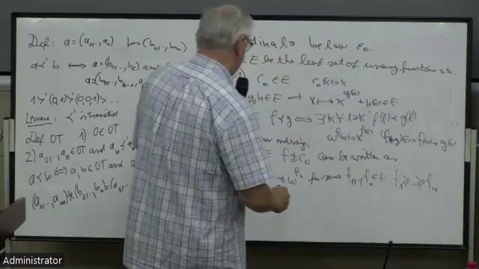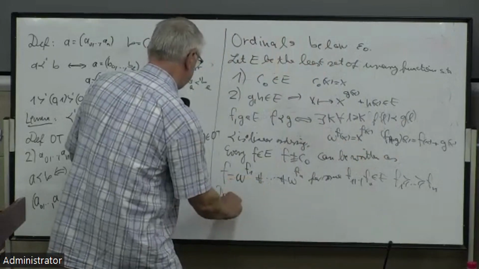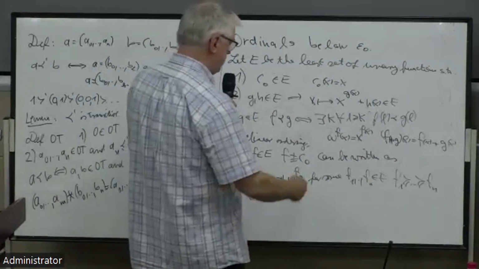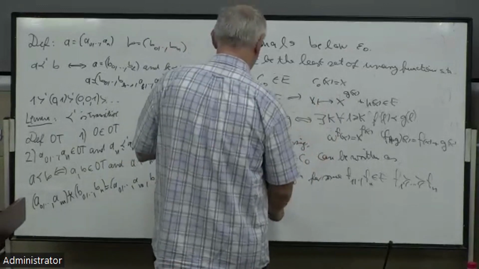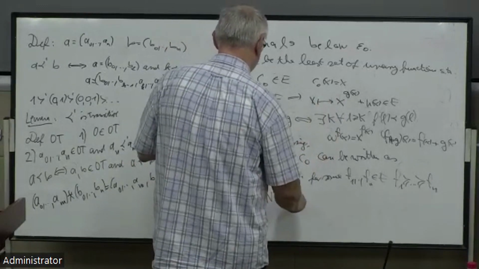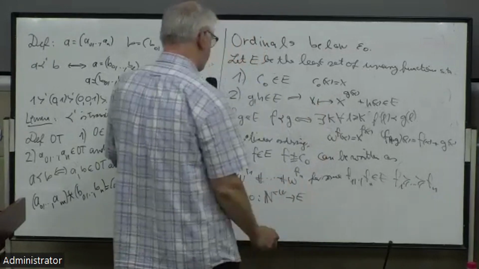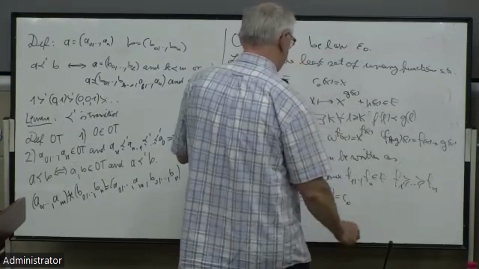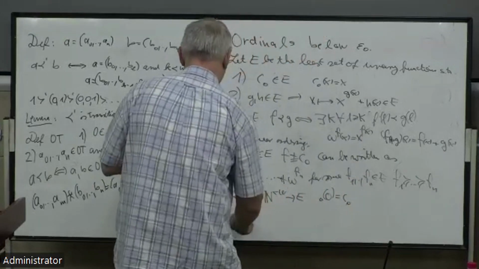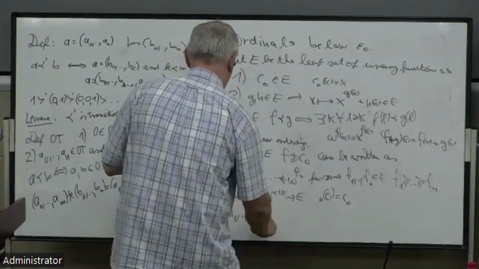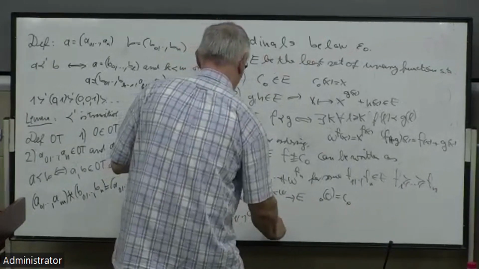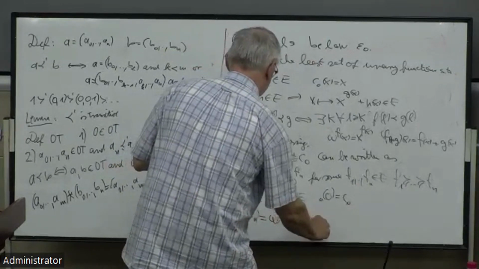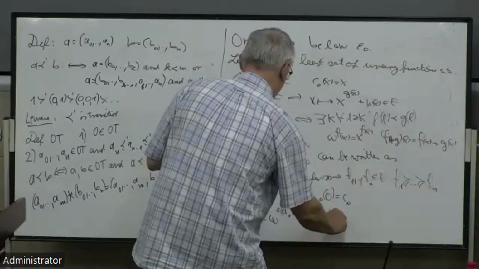Now I define a mapping O from finite sequences into E as follows. O of 0 becomes C0, and O of A1 to AN becomes omega to O of A1 plus ... plus omega to O of AN.